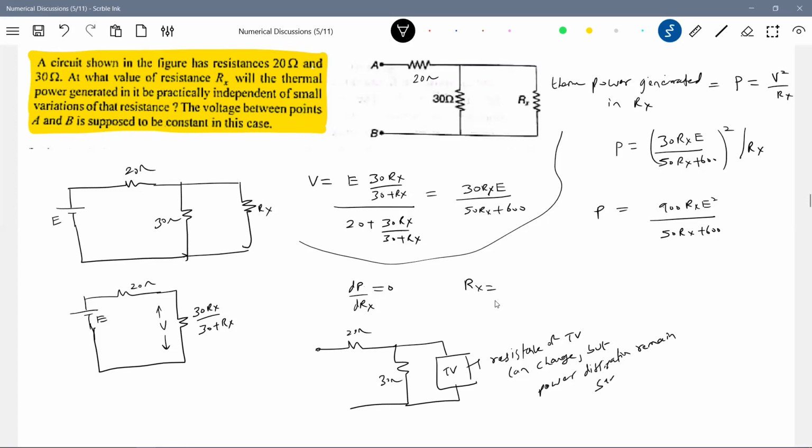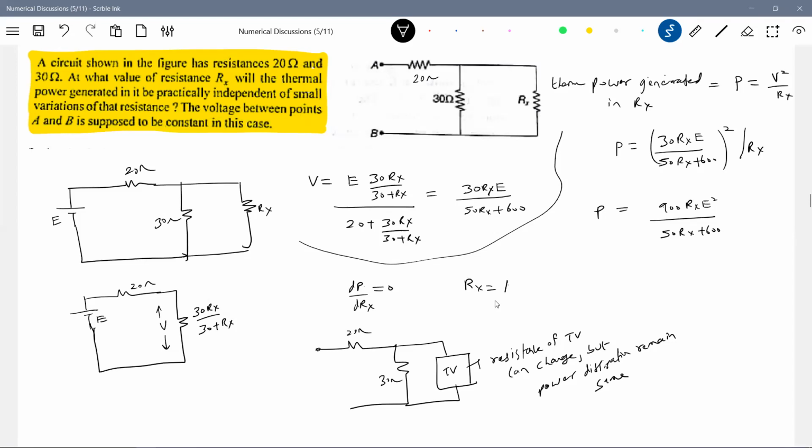Very, very important. What will the power dissipated determine? It will determine the volume as well as the brightness. Why would the resistance of the television change? Due to external factors, due to temperature variation, or due to many other parameters.